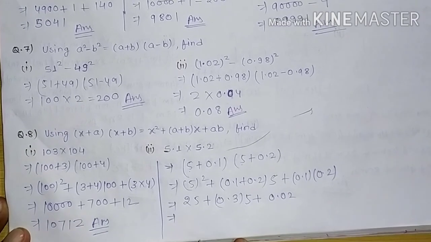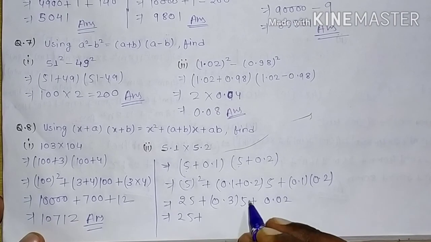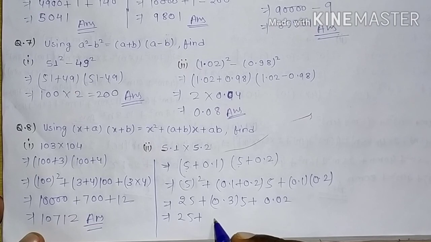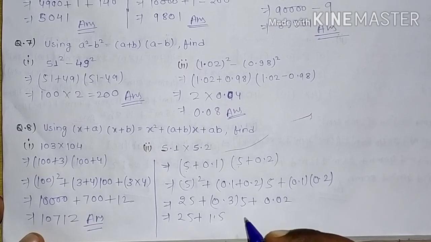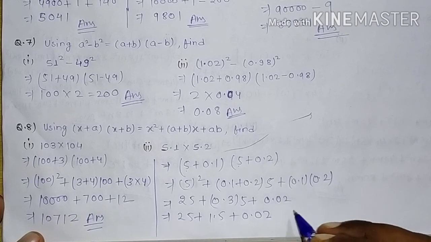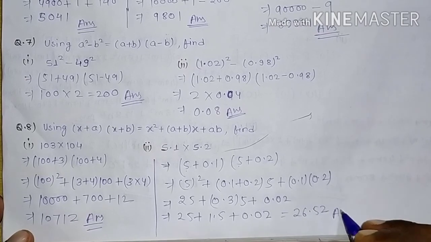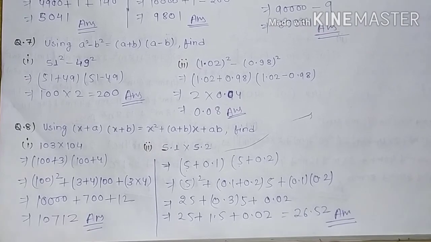Just simplify it. So 25 plus 0.3 into 5, that is 1.5, plus 0.02. So just solve it. 26.52, and this is the answer. And this is the complete solution of this last exercise, that is exercise 9.5.